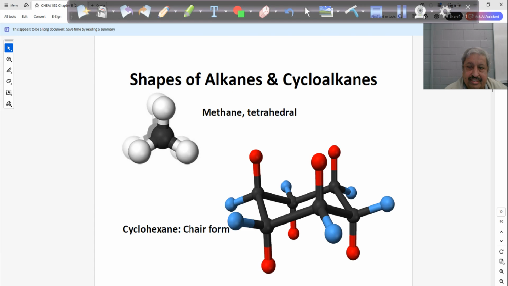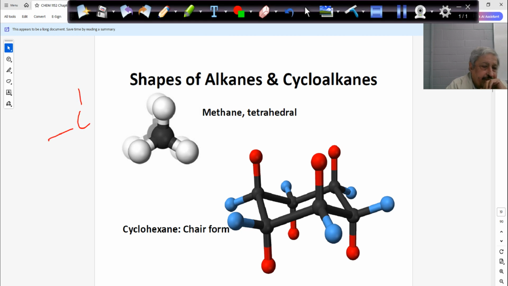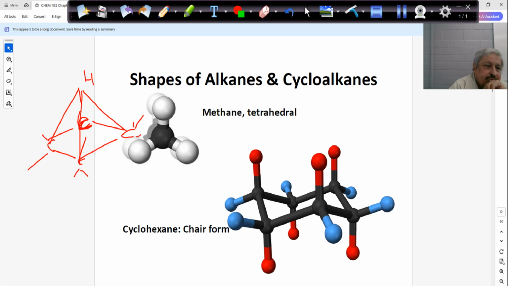Shape of alkanes and cycloalkanes. Alkanes in general are tetrahedral, correct? Alkanes are always tetrahedral because they have single bonds. So single bonds are always tetrahedral: carbons and hydrogens, carbons and hydrogens, carbons and hydrogens. So tetrahedral all the time. The single bond alkanes are tetrahedral, correct?